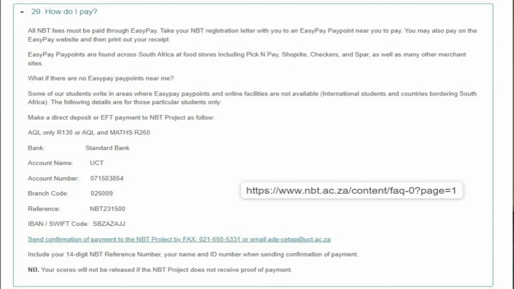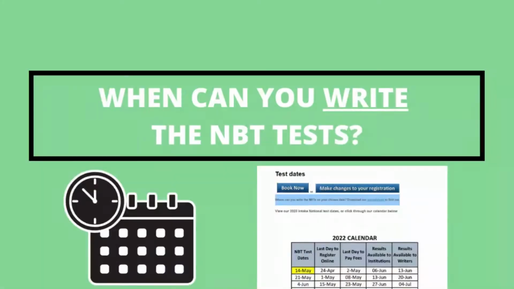The cost for the AQL test is 130 rand. For you to do both your MAT test and your AQL test, it's 260, and for you to have a remark, it's 250 rand. So what is the best time for you to write the NBT test?